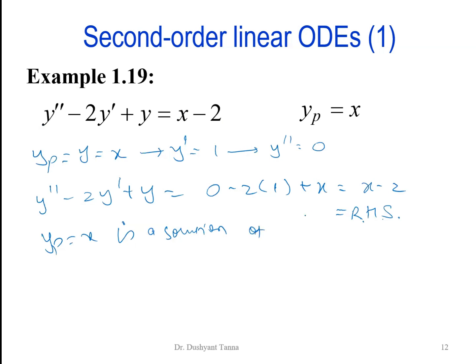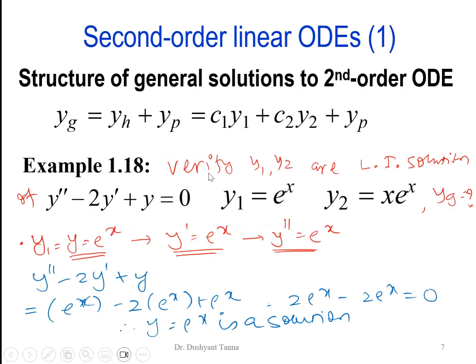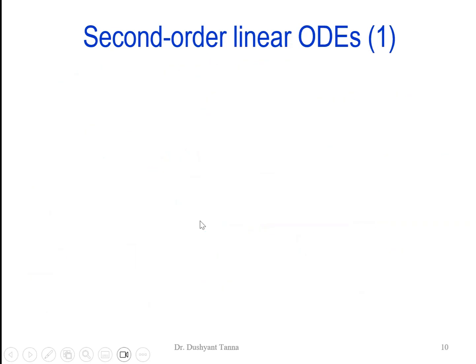yp = x is a particular solution, I should say, of the inhomogeneous equation, or the differential equation. Now, this is the same example we just now studied, right? How do you find the general solution?